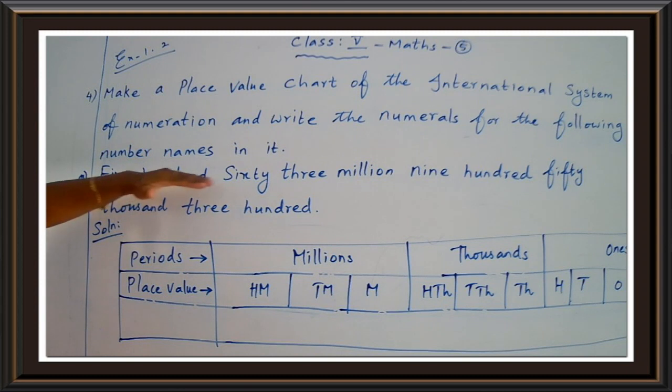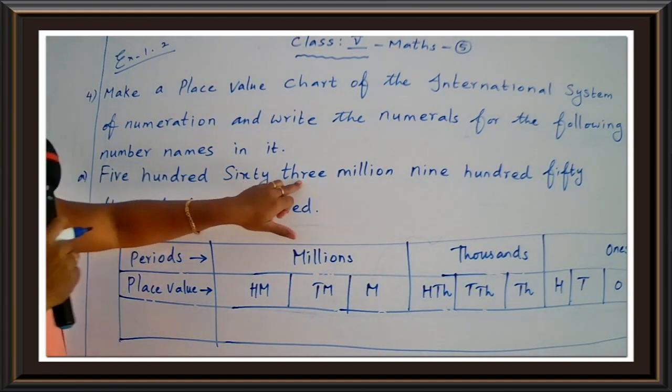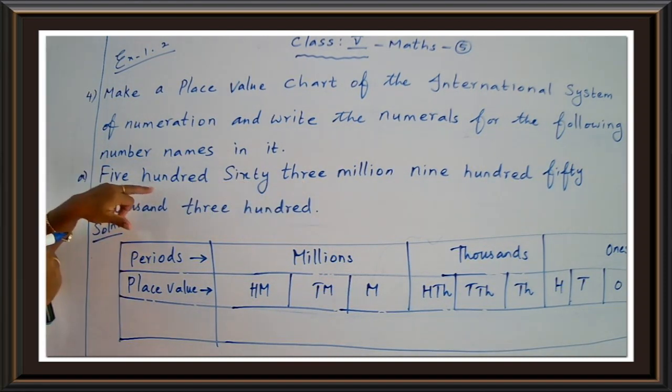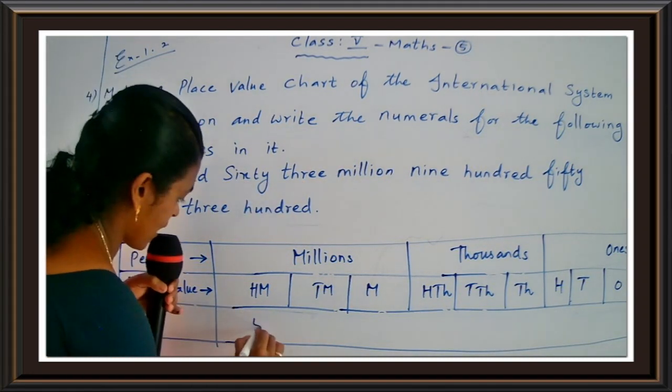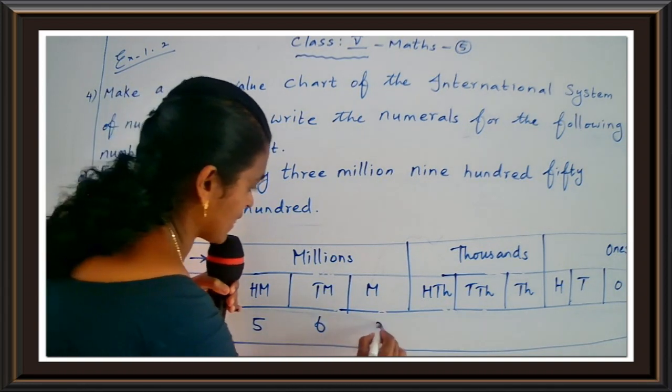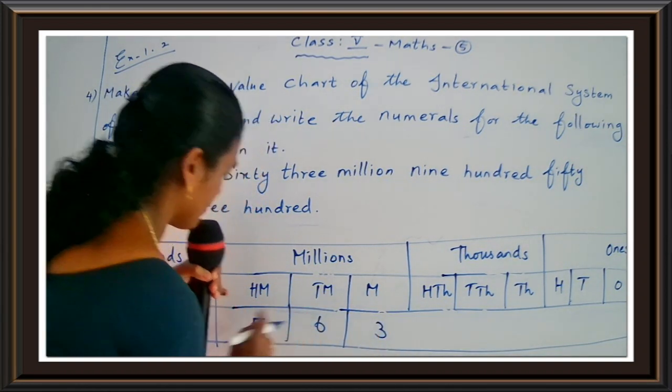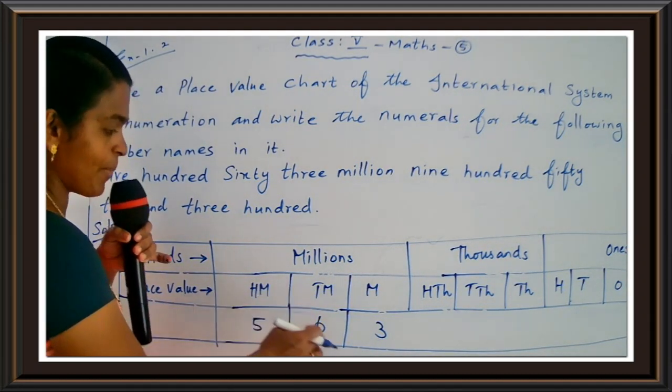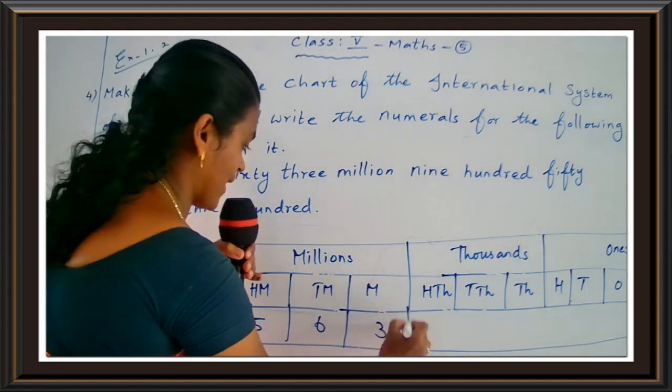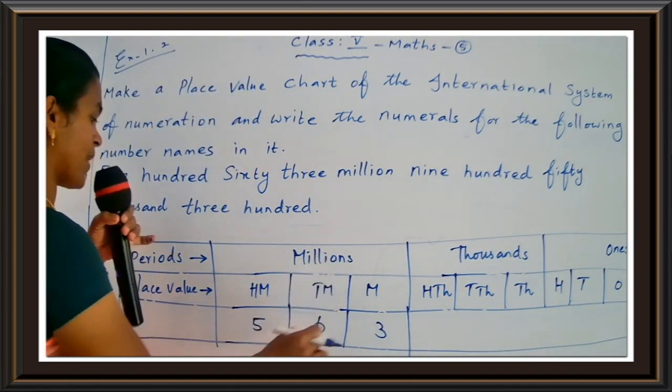563 million. So in the million period, which number is there? 563. So 3 is million, 6 is ten million, 5 is hundred million. So 5 is in the hundred million place, 6 is in the ten million place, 3 is in the million place. So this is the millions period: 563 million.